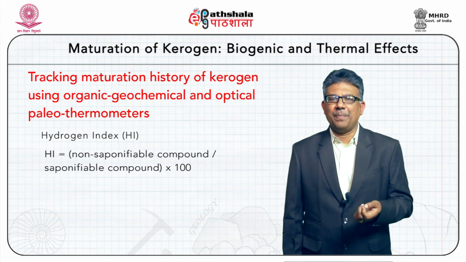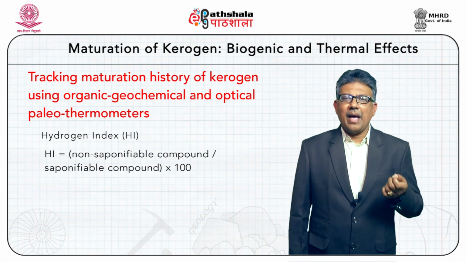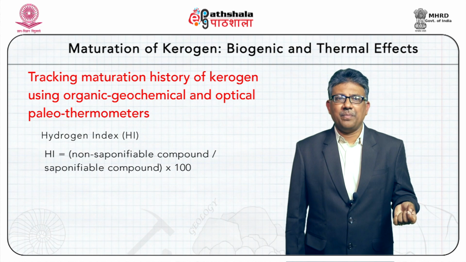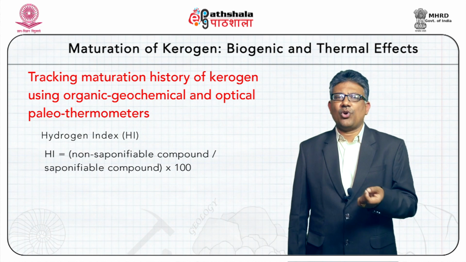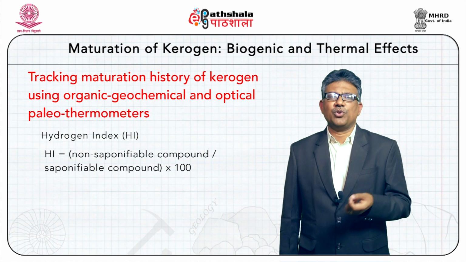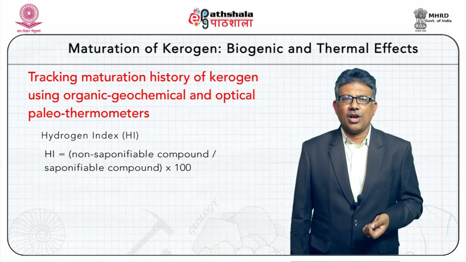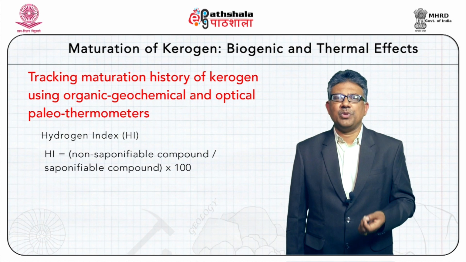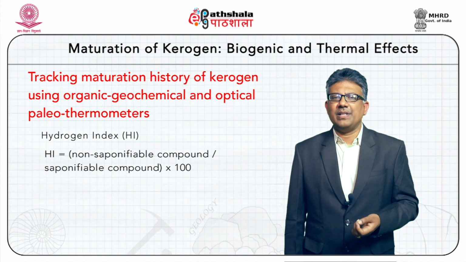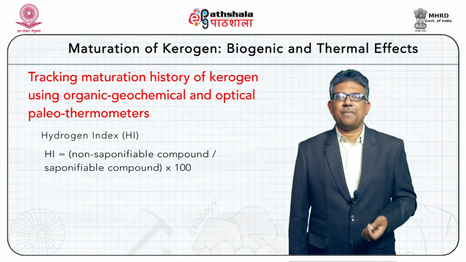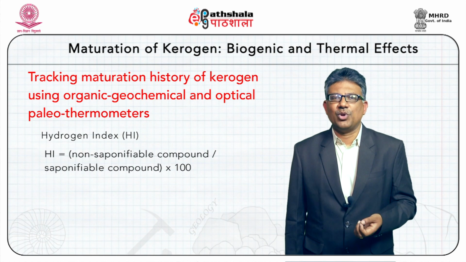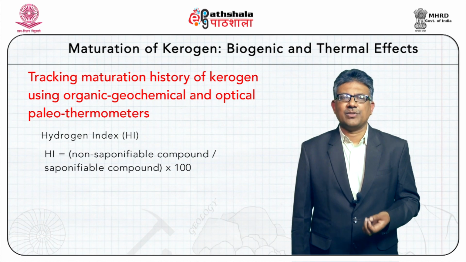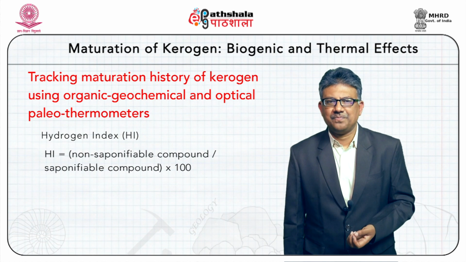So, hydrogen index is non-saponifiable compound divided by saponifiable compound times 100, and sediments with hydrogen index 100 indicates complete conversion and over matured, and all saponifiable compounds transformed into non-saponifiable compounds. Commonly, sediments with hydrogen index above 90 are considered as suitable for prolific oil generation, and indices less than 40 are indicative of immature, recently deposited organic matters without any significant maturation.